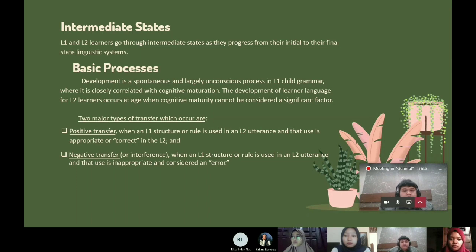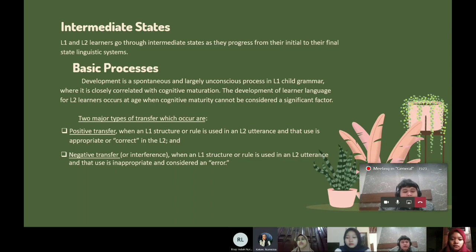As far as intermediate states of first language acquisition and second language learning are concerned, they may be compared by looking at the basic process. Basic process development is a spontaneous and largely unconscious process in L1 child grammar, where it is closely correlated with cognitive maturation. The development of learner language for L2 learners occurs at an age when cognitive maturity cannot be considered a significant factor.